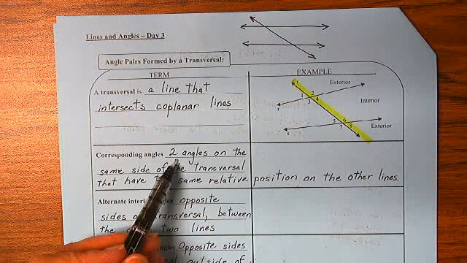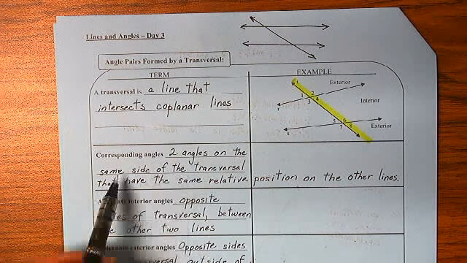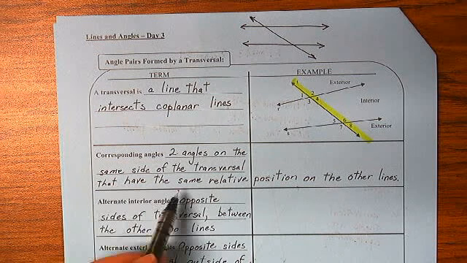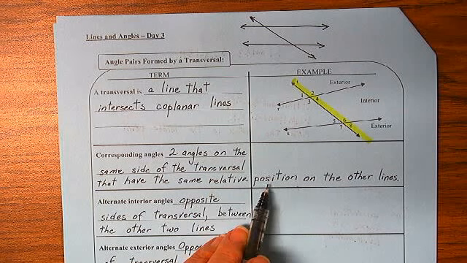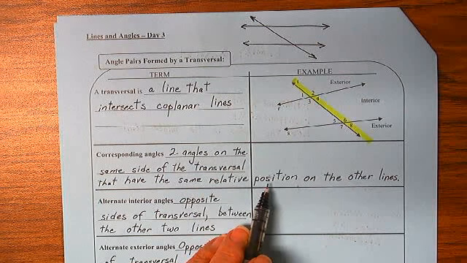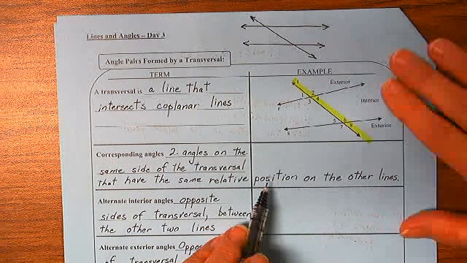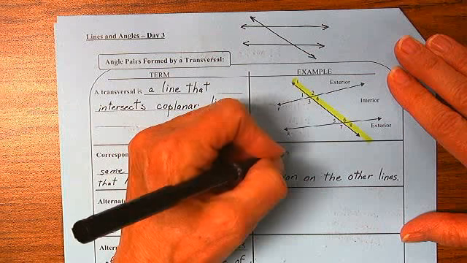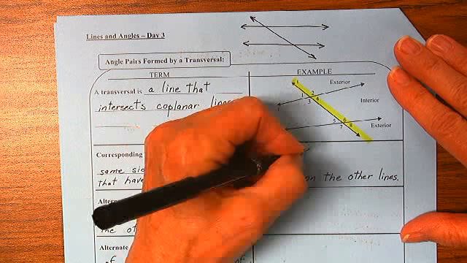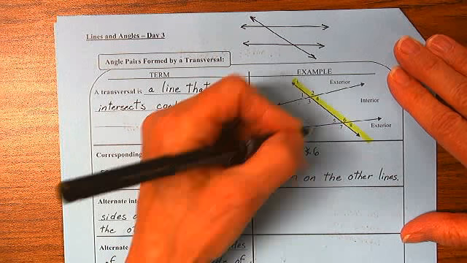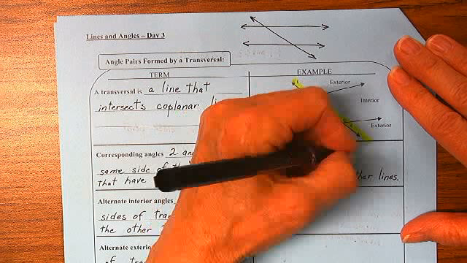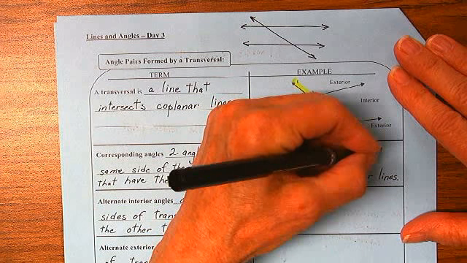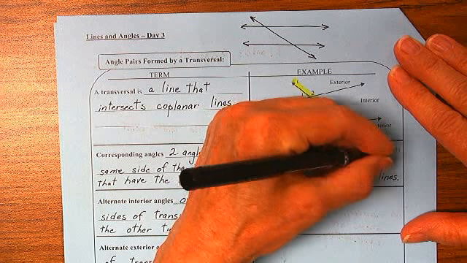Corresponding angles are two angles on the same side of the transversal that have the same relative position on the other lines. For example, angle 2 and angle 6 are corresponding angles.